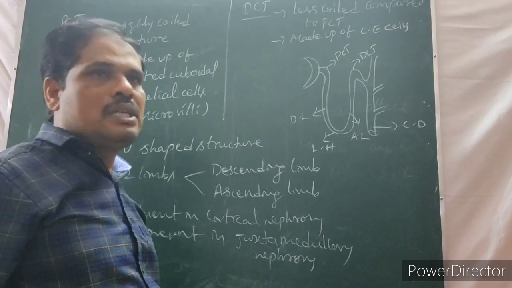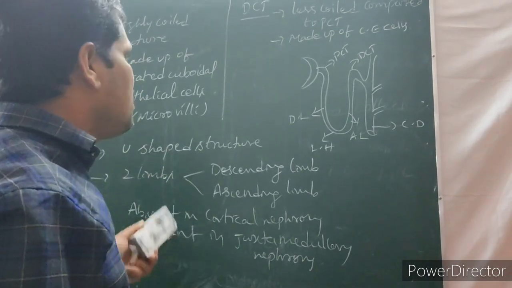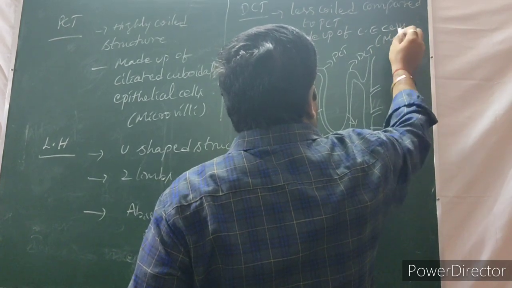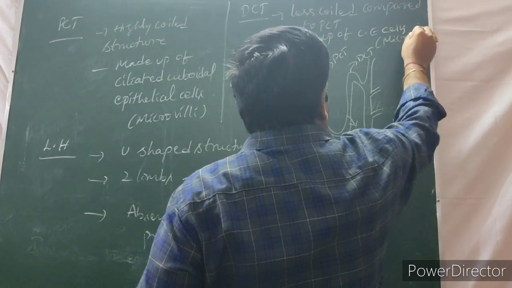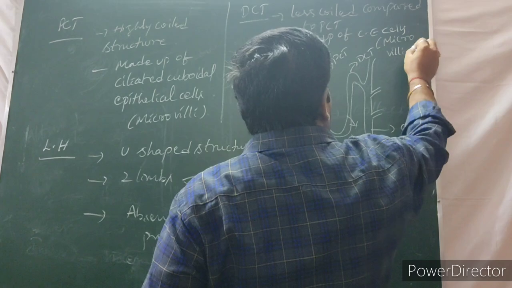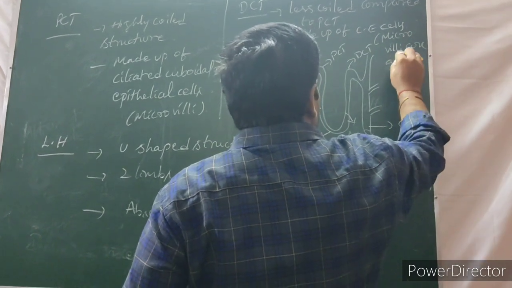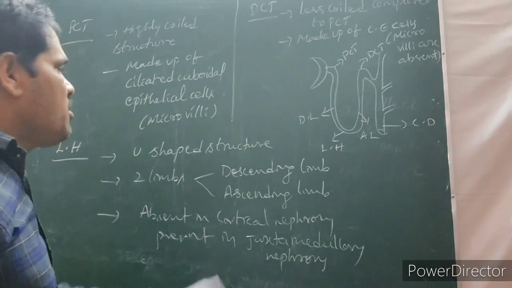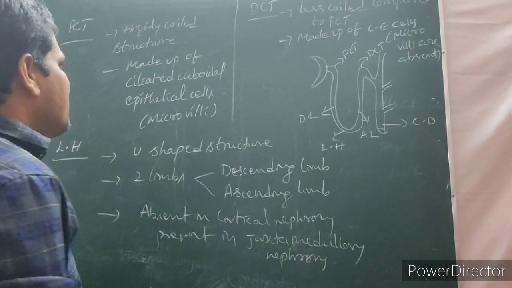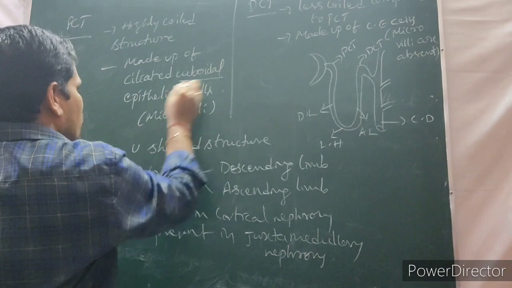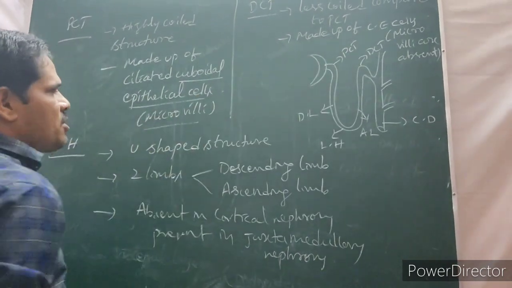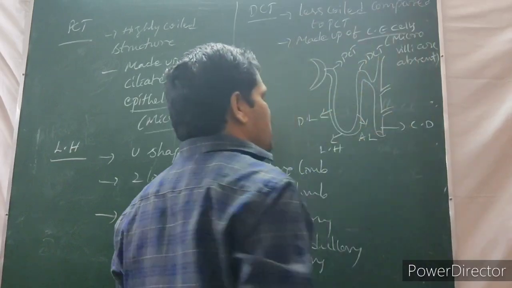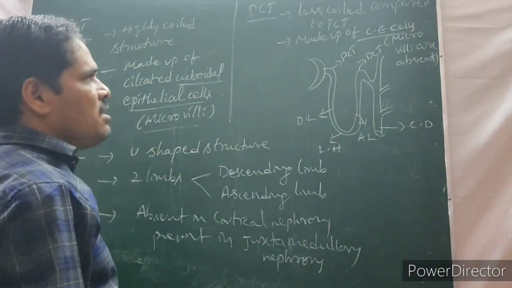Why? Because there are no cilia. That's why, due to the absence of microvilli, they are made up of only cuboidal epithelial cells instead of ciliated ones. Only cuboidal epithelial cells are present. That is about the DCT.